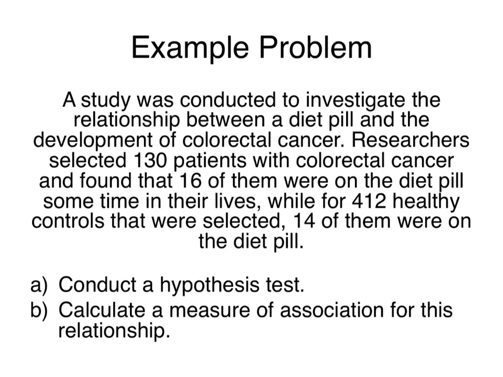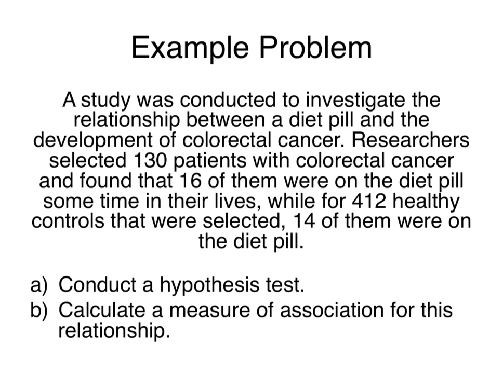A study was conducted to investigate the relationship between a diet pill and the development of colorectal cancer. Researchers selected 130 patients with colorectal cancer and found that 16 of them were on the diet pill sometime in their lives, while for 412 healthy controls that were selected, 14 of them were on the diet pill. Conduct a hypothesis test and calculate a measure of association for this relationship.